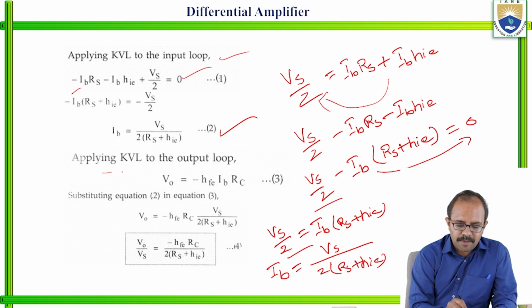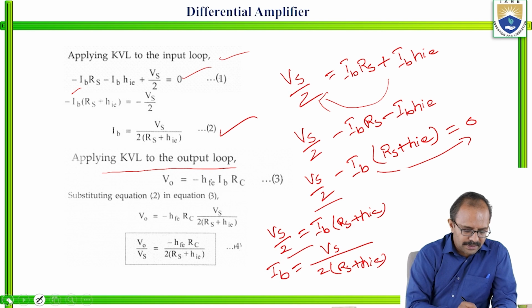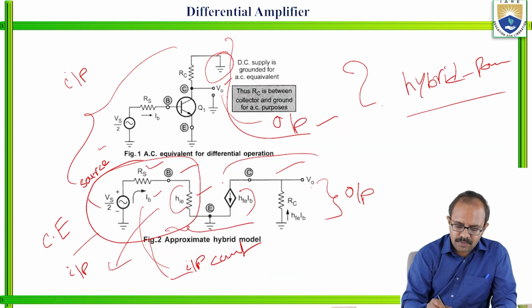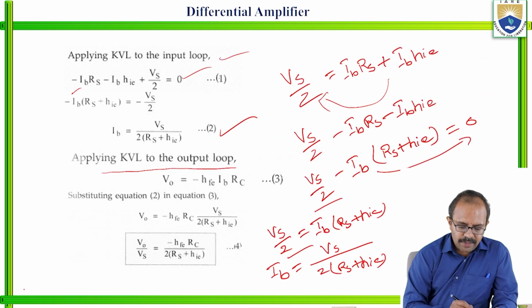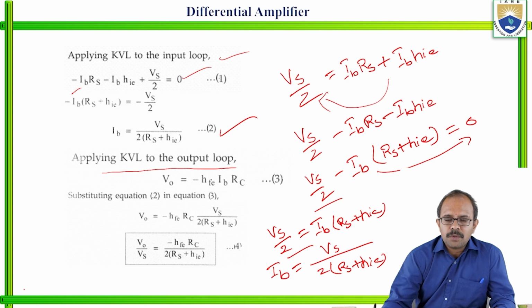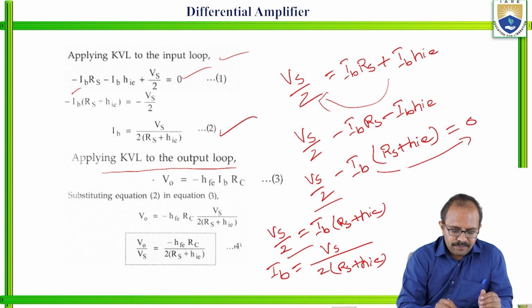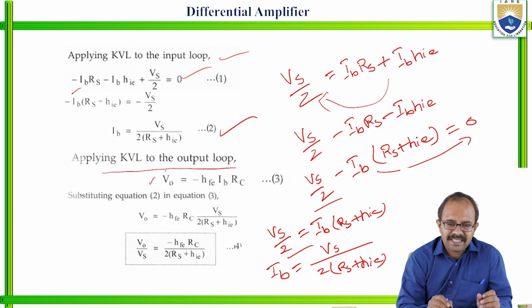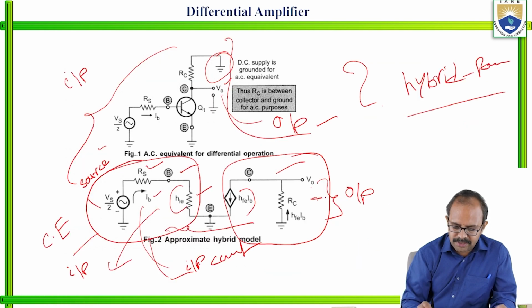Similarly, we are going to apply KVL to the output loop. So what is your output loop in the circuit? This is your output loop, right? So here we are going to apply the KVL. In the output loop, what will be the expression? There is output voltage V0. How will you represent that output voltage? If you see here, this is your output voltage.